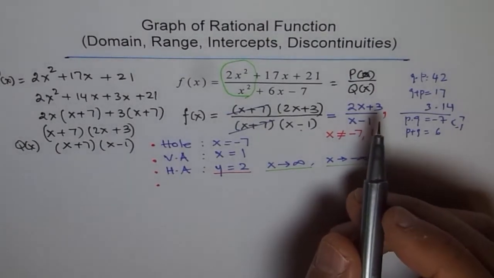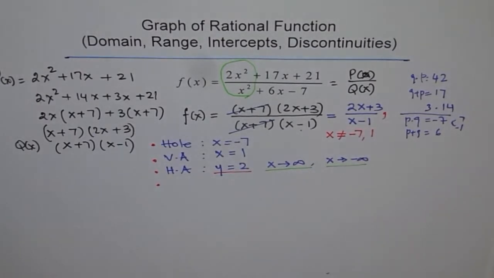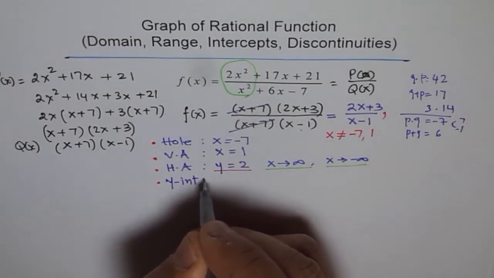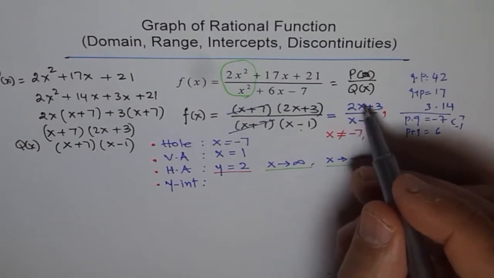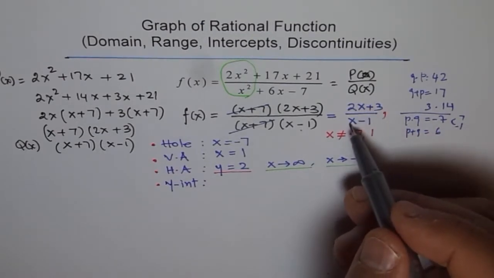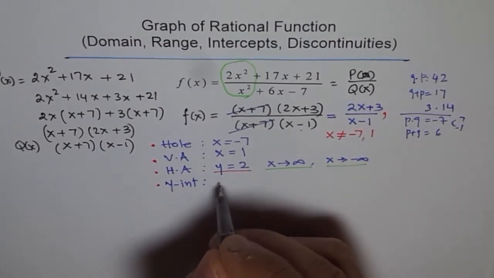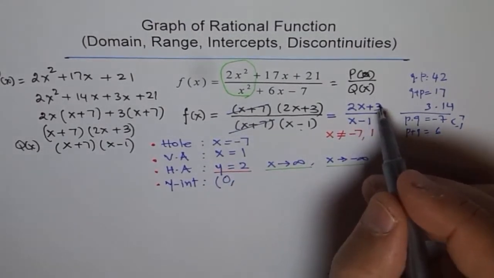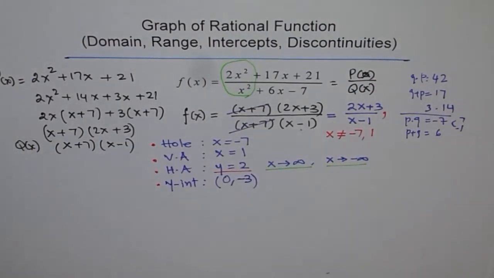Let's get back to the intercepts, right? So first, let me do the y-intercept. Now the y-intercept is a point where x is 0, correct? Wherever the graph crosses the y-axis is your y-intercept. If I put x equals 0 in this equation, what do I get? I get 3 over minus 1, which is minus 3, right? So the y-intercept is a point where x is 0, and the y value we just found is minus 3. So that is our y-intercept.